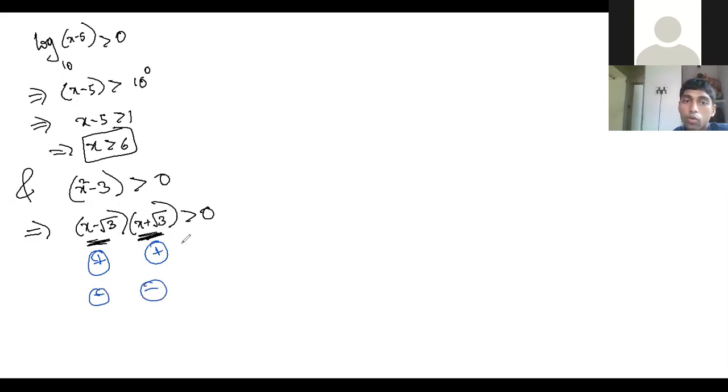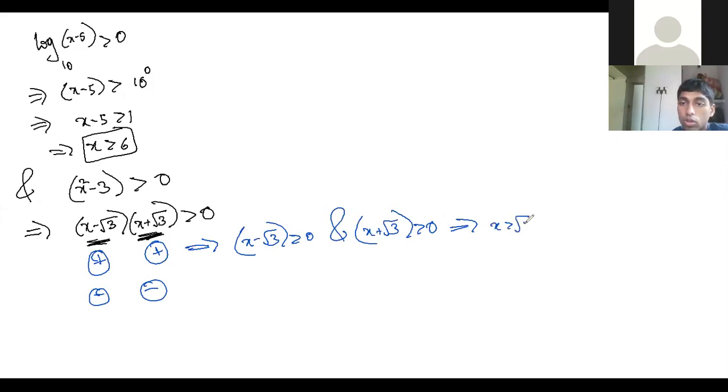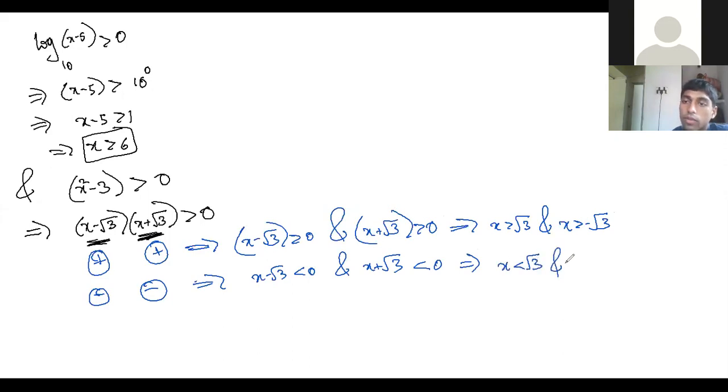Now, what do you mean that both are positive? Both are positive implies x minus root 3 is greater than 0 and x plus root 3 is greater than 0. Both of them should be positive, right? Which also means x should be greater than root 3 and x should be greater than minus root 3. And similarly in this case, x minus root 3 should be negative and x plus root 3 should be negative, which implies x is less than root 3 and x is less than minus root 3.